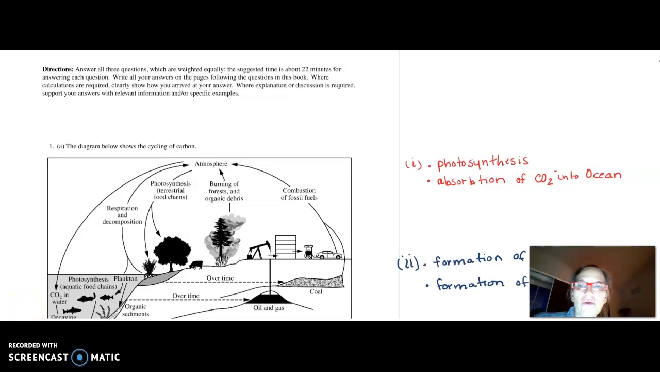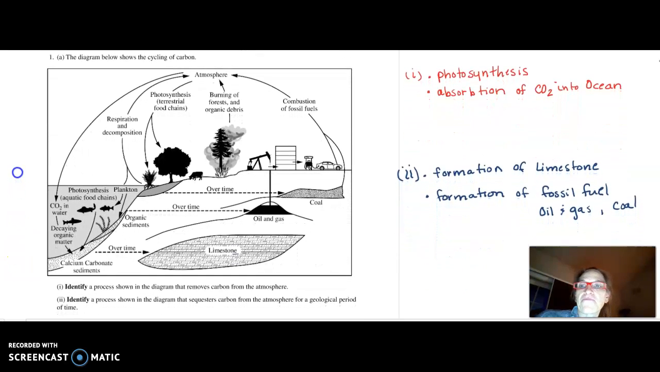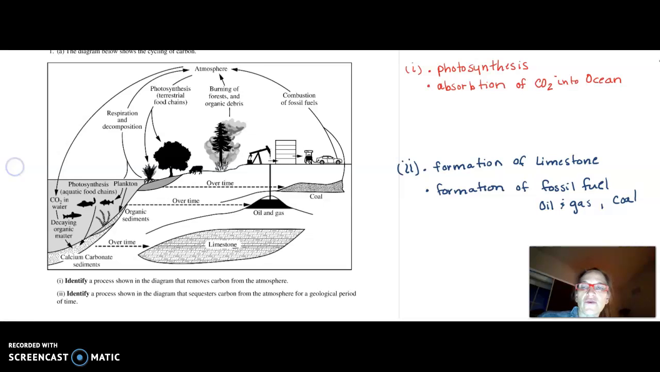APES. This video I will go through the practice exam free response question. On this one it will be covering question number 1. And so question number 1 gives you a diagram, and in the diagram it is the carbon cycle. And so the first question, question A, asks you to identify a process.